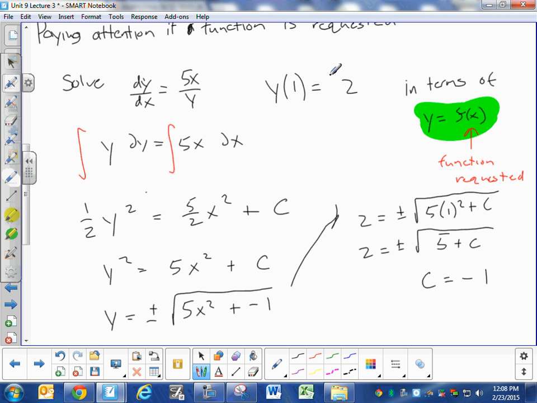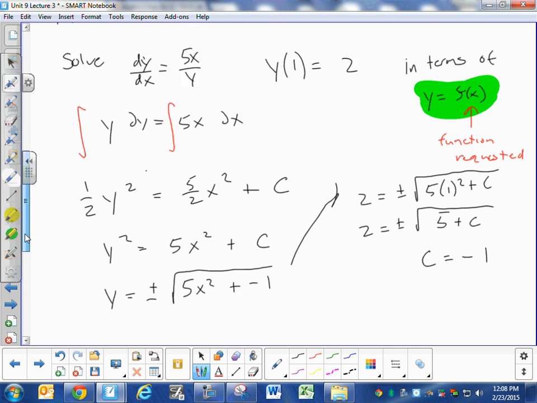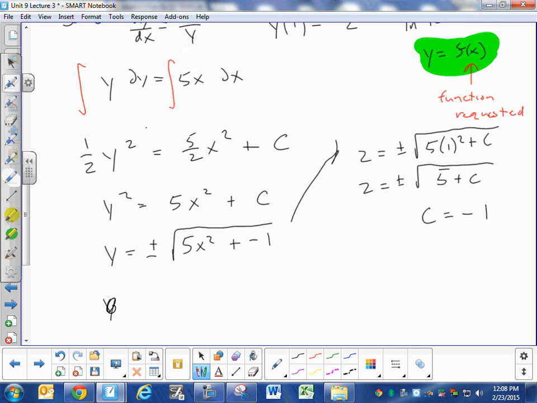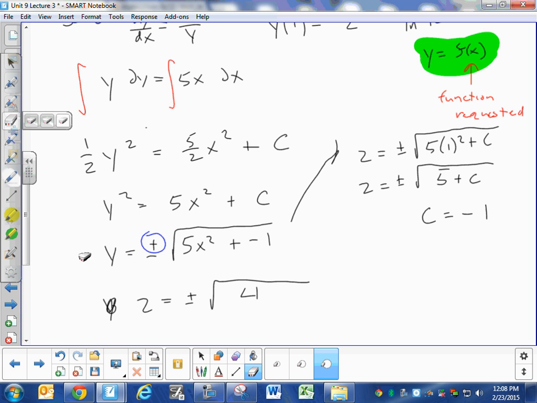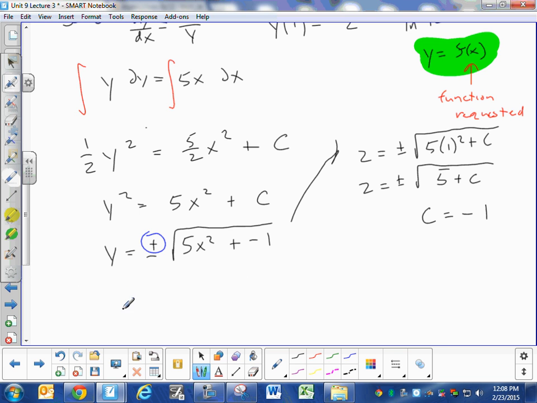Okay? So if y of 1 is 2, 2 equals plus or minus root 4, what do I need? The plus or the minus in front of the square root? The plus. So I'm going to select the plus, get rid of the minus, and I have now a function that satisfies the differential equation and the initial condition.